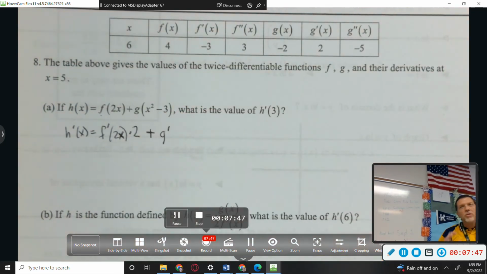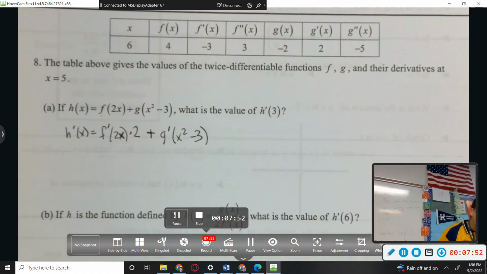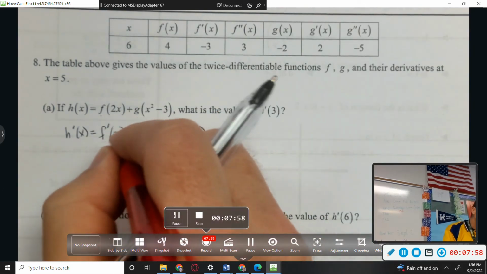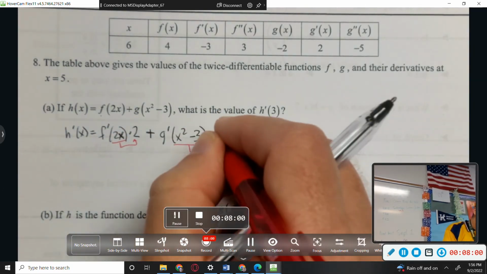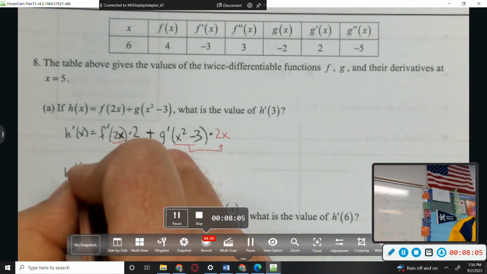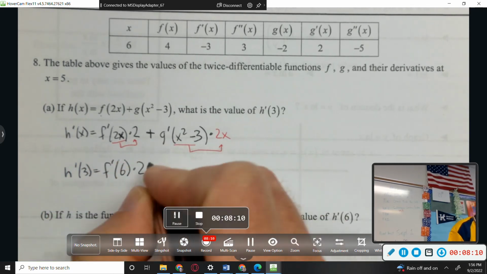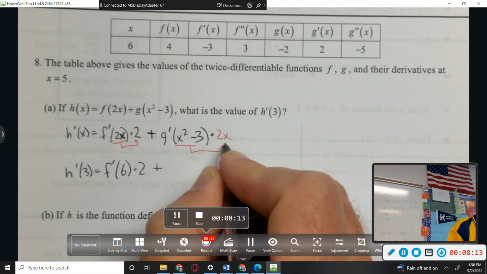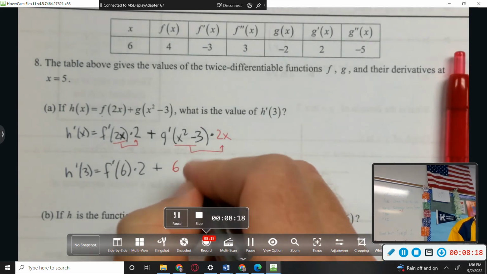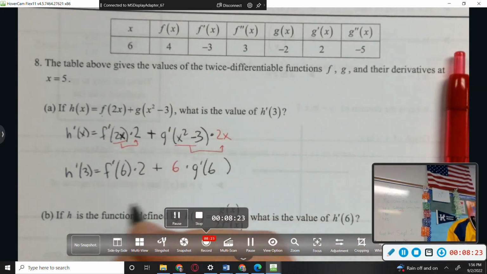That's the outer wrapper. So we're done messing with the outer wrapper. One step at a time. So leave x squared minus 3 alone. But then chain rule that to 2x. And then it's a matter of plugging in 3 at some weird places. So that becomes f prime of 6 times 2. Plus, I'm going to move the 2x to the front. That would be 6 times g prime of 9 minus 3, which is 6.